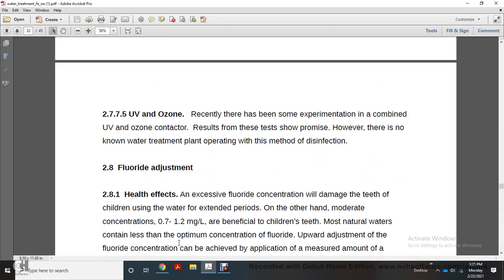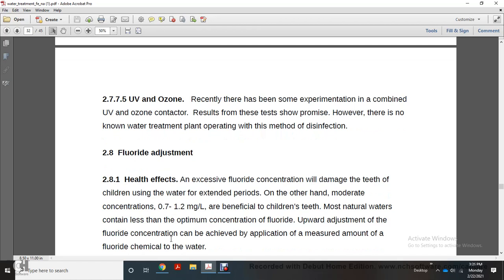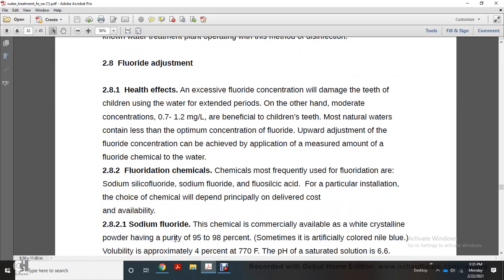Alright, fluoride adjustment, health effects. Excessive fluoride concentration damages the teeth of children. On the other hand, moderate concentrations, 0.7 to 1.2 milligrams per liter, are beneficial to children's teeth. Most natural water contains less than the optimum concentration of fluoride. Upward adjustment of the fluoride concentration can be achieved by applying a measured amount of fluoride chemical to the water.